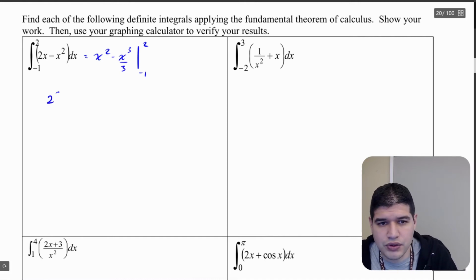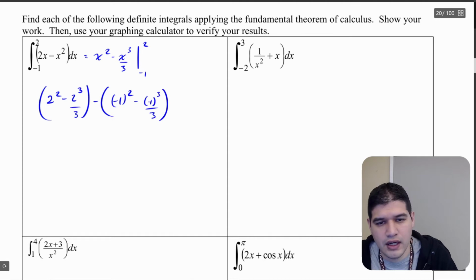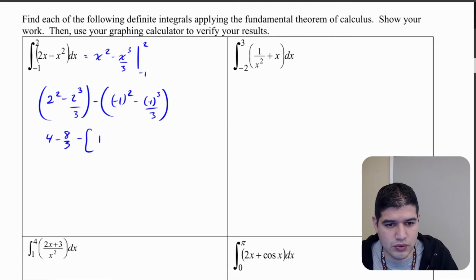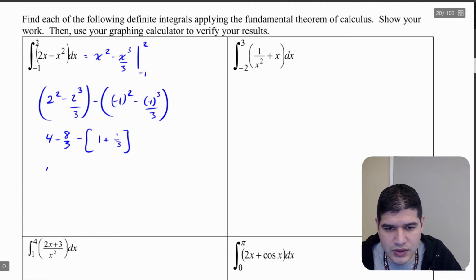So that's going to be 2 squared minus 2 cubed over 3 minus, this can be -1 squared minus -1 cubed over 3. All right, so that's going to get me 4 minus 8/3 minus, let's see, that's going to be 1 minus, so plus 1/3. So let's go ahead and simplify this. So I'm going to get 4 minus 8/3 minus 1 minus 1/3.